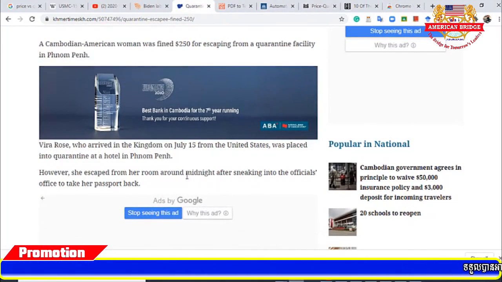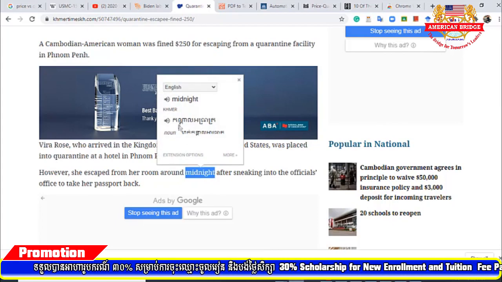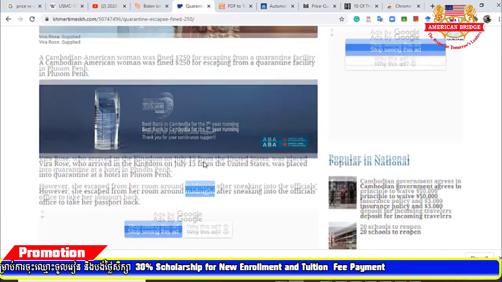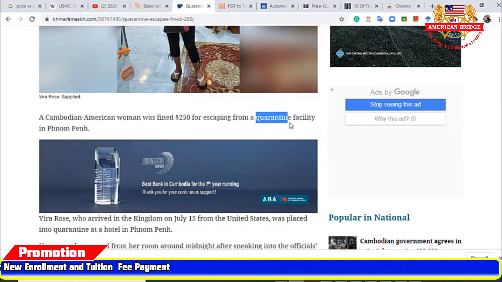For example, you don't know the word might. When you click on that, you just click Google Translate, and it translates for you into Khmer, right? If you don't know a word like quarantine, for example here, you just click on that and click Google Translate.